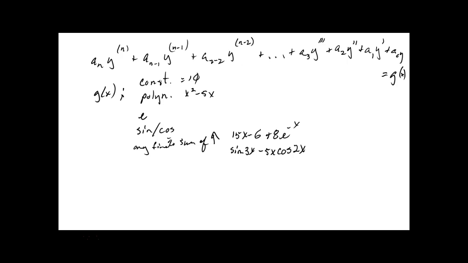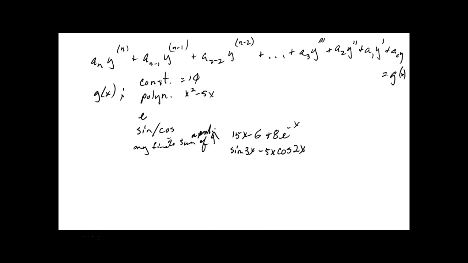Now, wait a minute. I said finite sums or products. I forgot to put that in. Sums or products of any of the above. So that's where the 5x times the cosine 2x is okay.